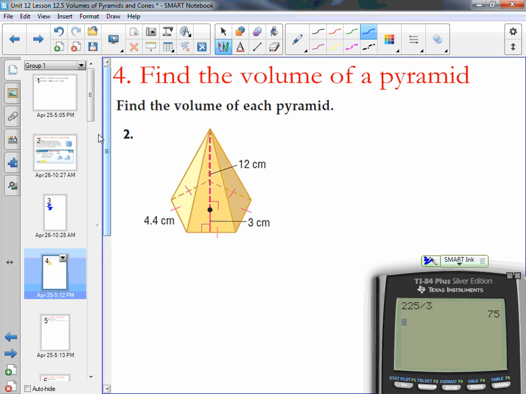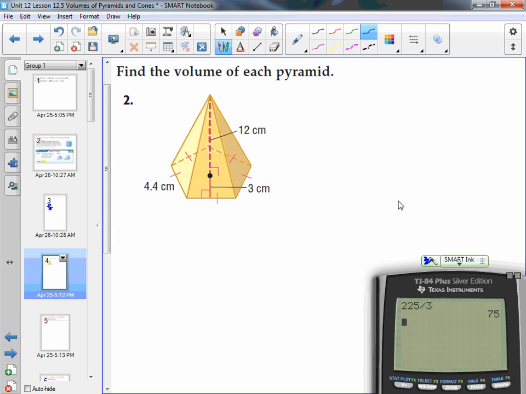What's the base of this pyramid? Pentagon. And what do you notice about all five sides of that pentagon? They're congruent. Okay, so we've got ourselves a regular pentagon here. Now, let's look at our different segments here. The 4.4 centimeters is the length of one of the edges of the pentagon. What's the 12 centimeters? That's the height of the pyramid. What's the 3 centimeters? The apothem.